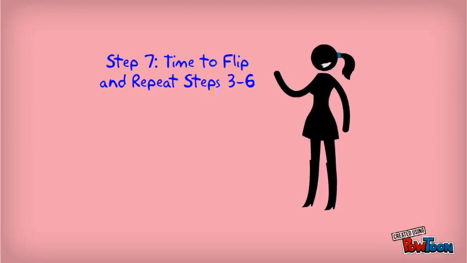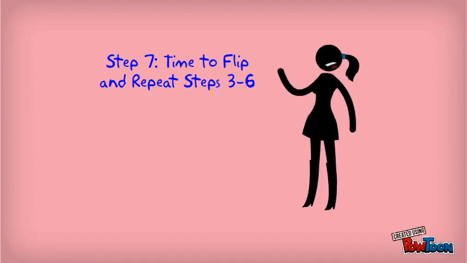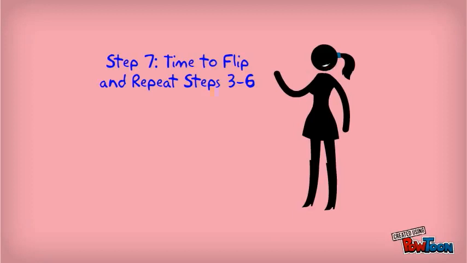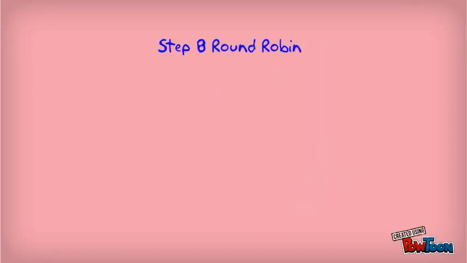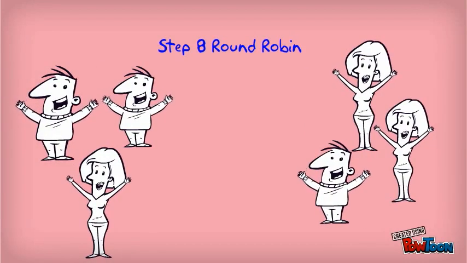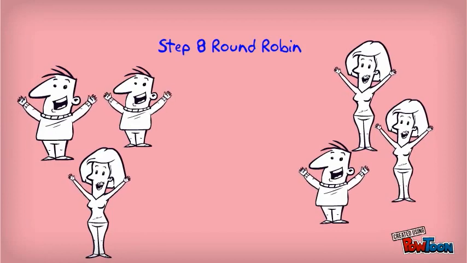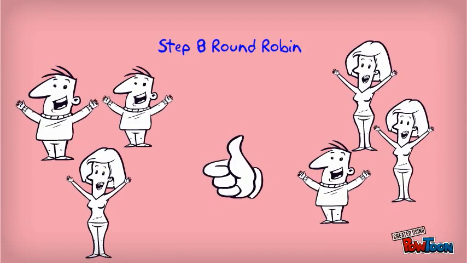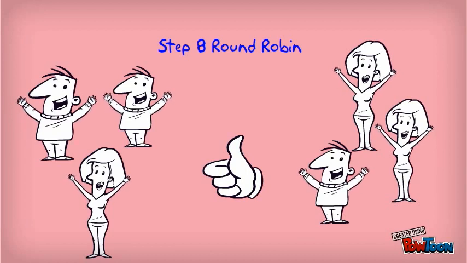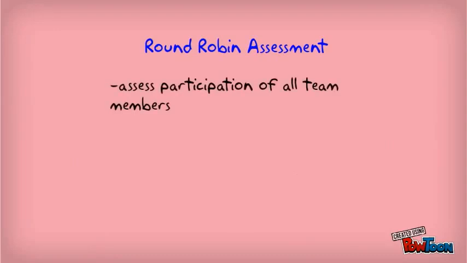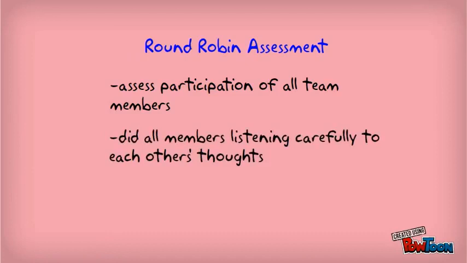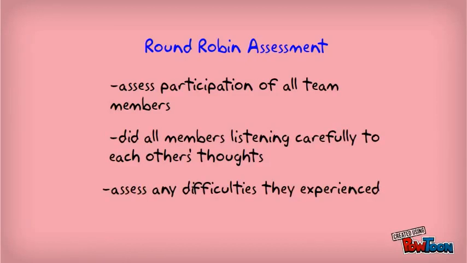The groups will go through steps 3 to 6 with a teacher ensuring that different children are involved in the presentation. Step 8 is the final step in the academic controversy process, when the students end with a round robin. During this time, the students will discuss where they stand on the issue. Teachers will ask the students to assess the participation of all their team members and have all members listened carefully to each other's thoughts. This process will give students a chance to assess any difficulties they experienced.